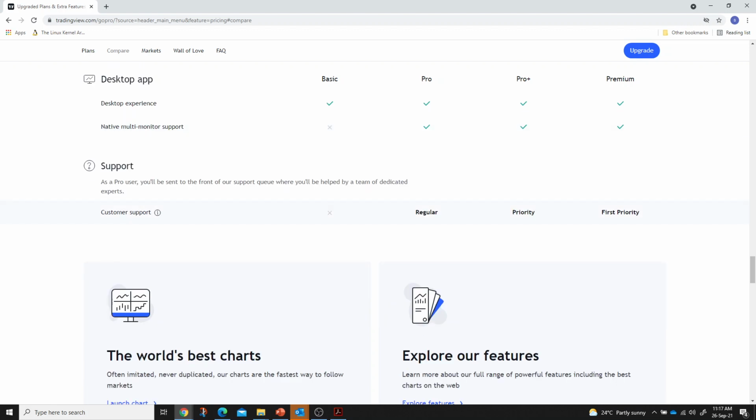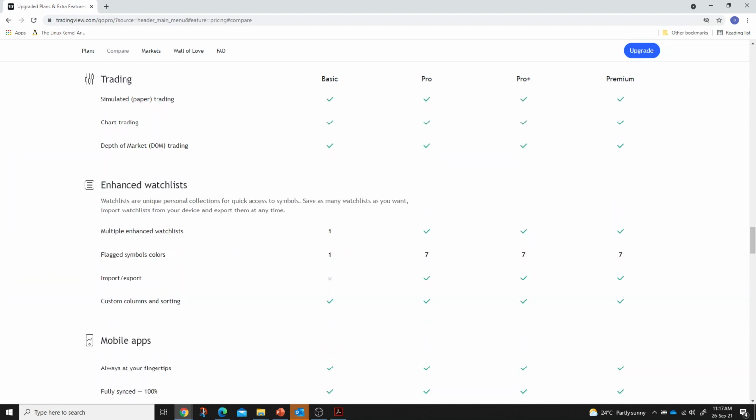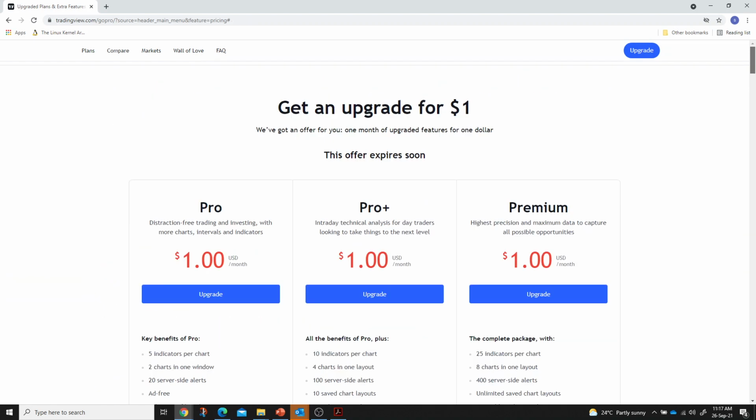Yeah, that's it. You don't get any support. If you write an email, nobody will respond. If it's Pro Plus or priority premium, you get priority support. Okay. So just go through this and you will find the right version which you would want.